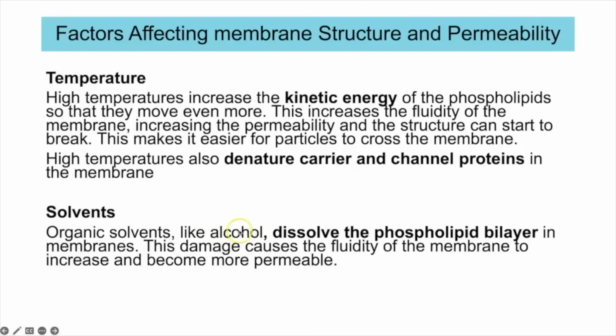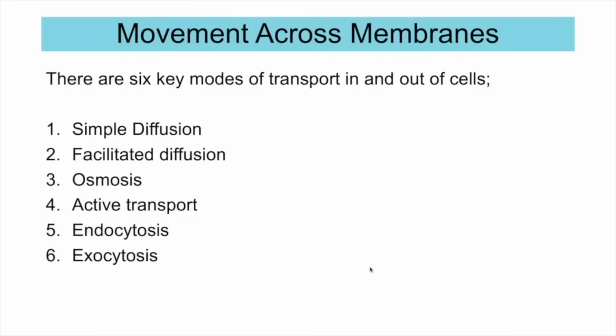Organic solvents like alcohol, for example ethanol, dissolve lipids, so they will dissolve the phospholipid bilayer in the membranes. And that damage causes the fluidity of the membrane to increase and become more permeable. Next, we move on to movement across the membranes.